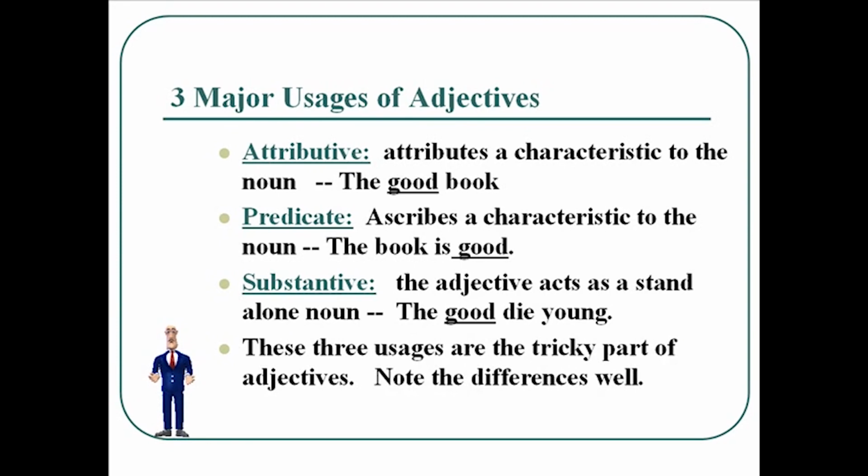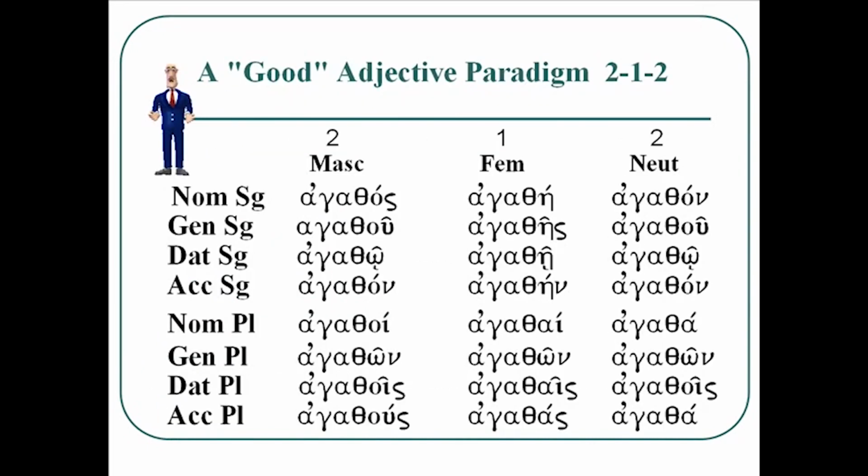So these three usages are really the tricky part of the adjectives. When you see the forms, it's going to be no big surprise on any of the forms. But what type of usage, whether it's attributive, predicate, or substantive use, that will be the real issue with mastering these adjectives. Don't be scared off by this slide with all these forms on it. For our adjective, we'll use the word agathos, which means good. So this is a good paradigm. Because it's one I don't want you to learn necessarily. I just want you to be able to think through using the forms that we already know.